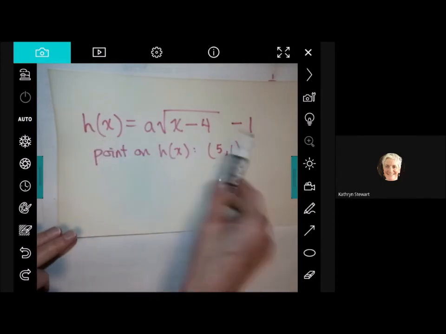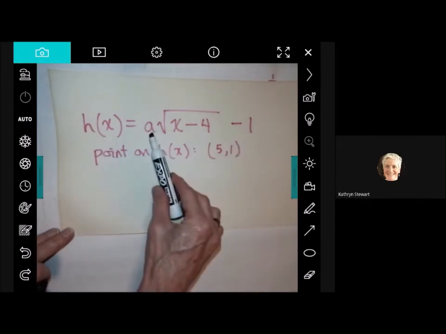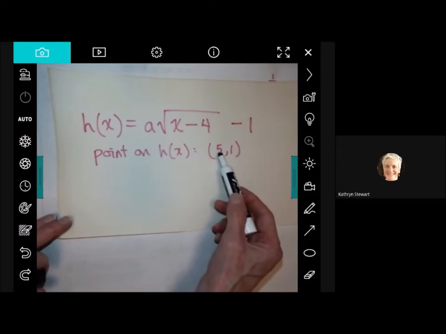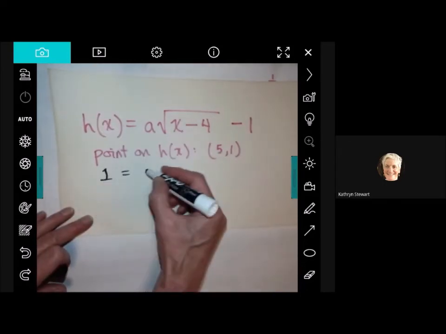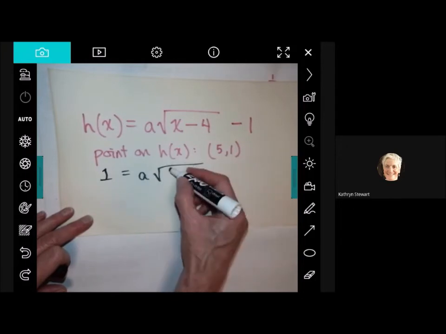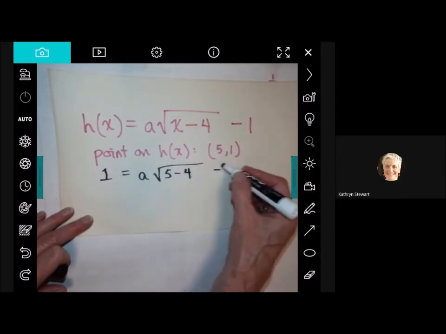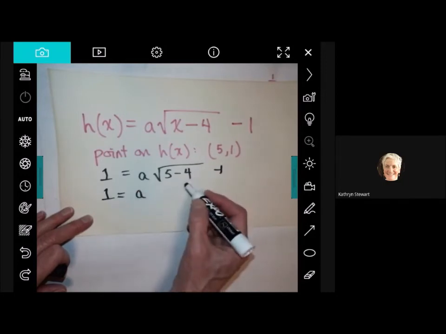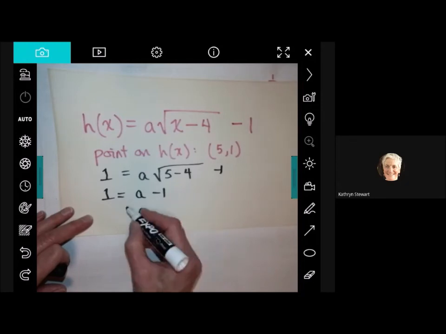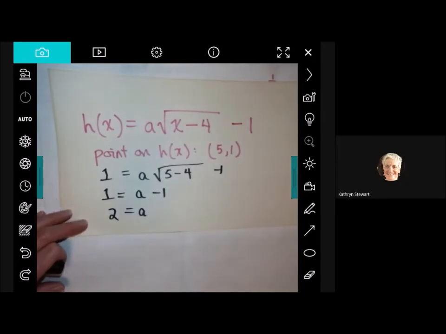So let's give this a whirl. Let's pretend we weren't able to figure out that A. So I'm going to substitute 5 in for x and 1 in for my y. Remember, h of x is just a fancy way of writing y. So let's see, I have 1 equals a times the square root of 1, which is 1 minus 1, and so a is 2. I just discovered using another strategy that a was 2. How cool. Math is just the best, isn't it?